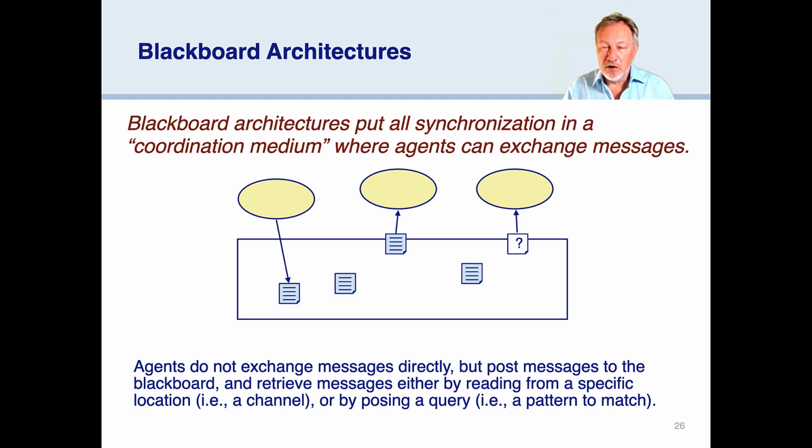So agents do not exchange messages directly. You do not address a message to a particular other agent, but you post a message which has a certain kind of structure, and then other agents can retrieve these messages by using a kind of pattern matching query. So you can encode, for example, in the message a location or a channel or an address or whatever, or other information. So the basis on which you find messages on the Blackboard is completely open.